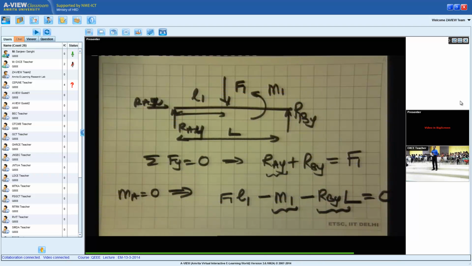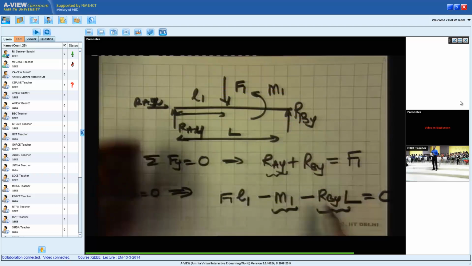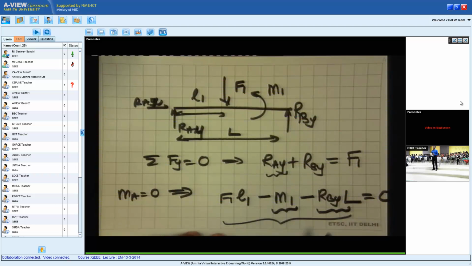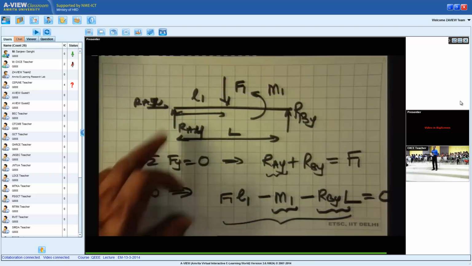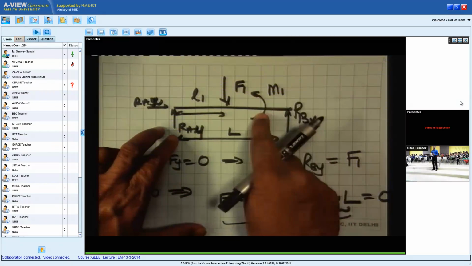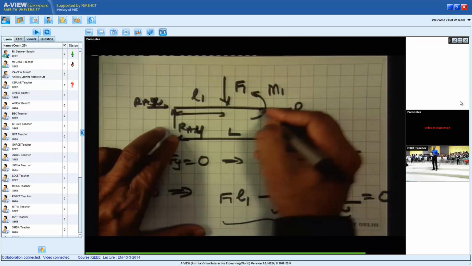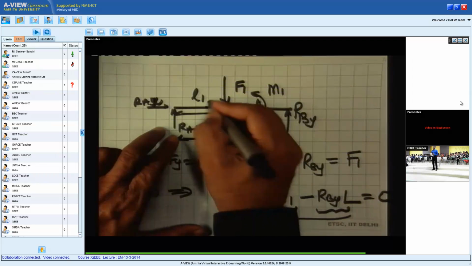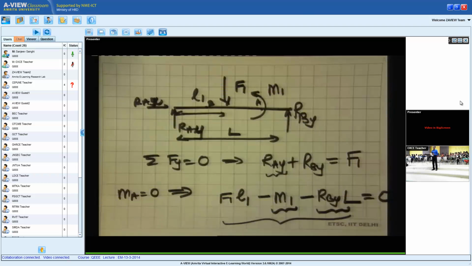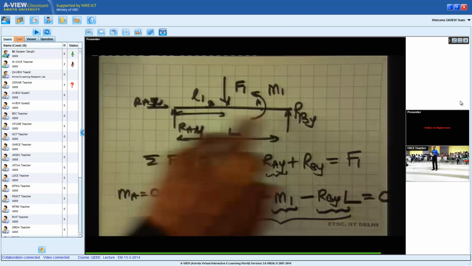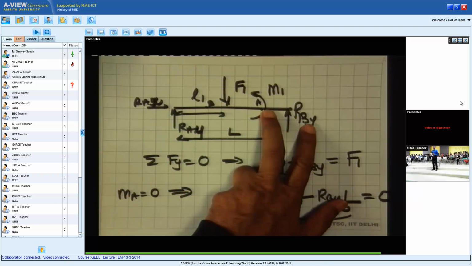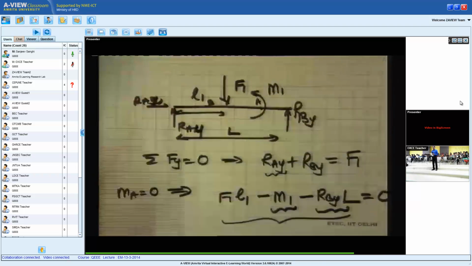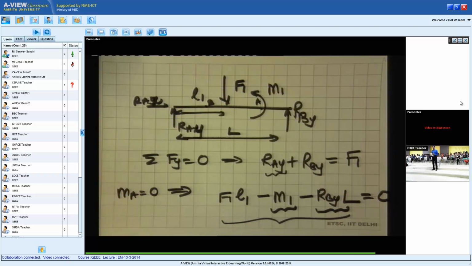But I think you have a very valid point. As per these equations, the value of RAY and RBY will not depend on the position of M1. Whether M1 is applied at point A or point B or point C, it will not make a difference. But where M1 is applied, whether it is A or B or C, the difference will come when we draw the bending moment diagram, and that will come soon. Does that answer your query?